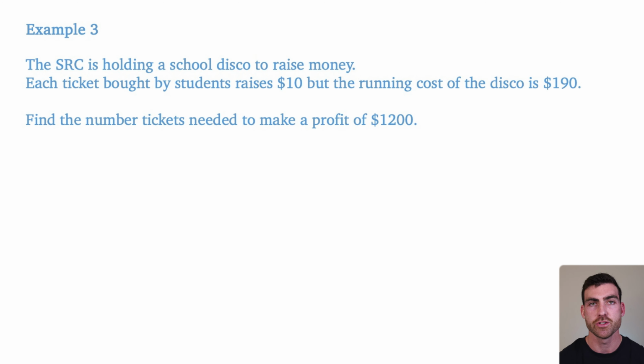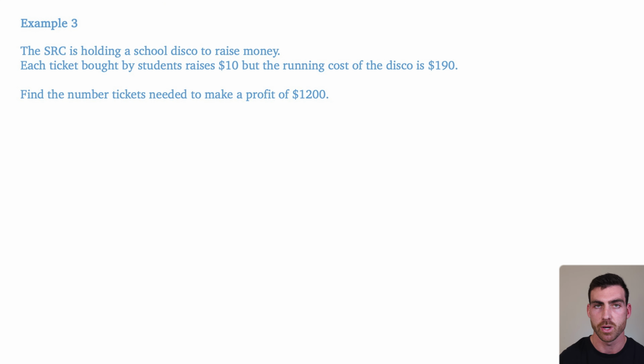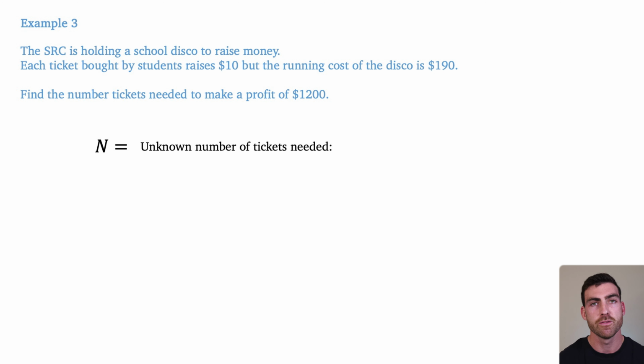Example 3. The Student Representative Council is holding a school disco to raise money. Each ticket bought by students raises $10, but the cost of running the disco is $190. Write an equation used to find the number of tickets needed to make a profit of $1,200. Let's use the variable n to represent the unknown number of tickets needed.